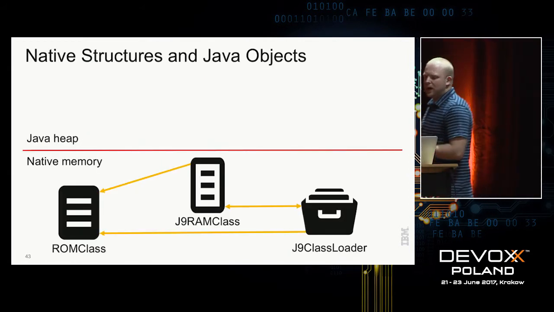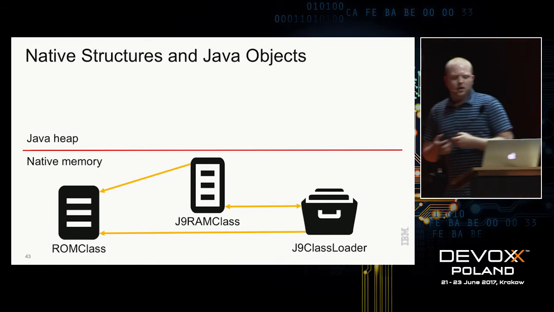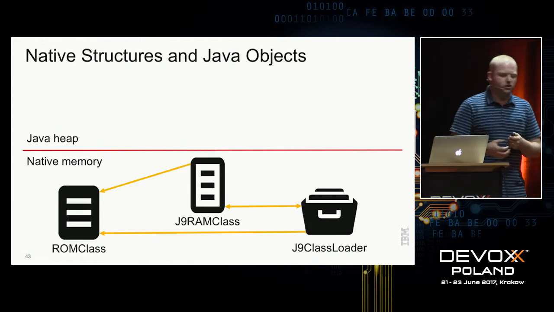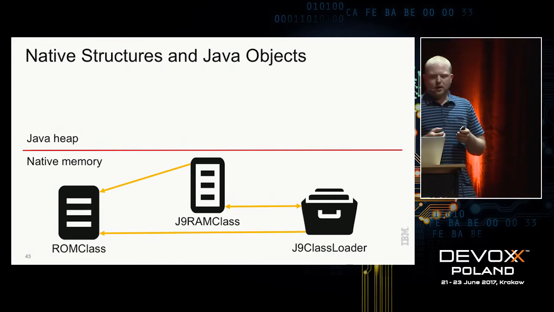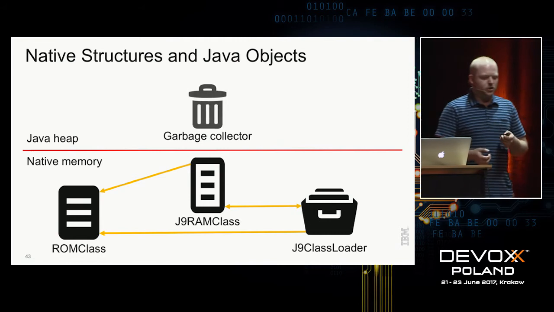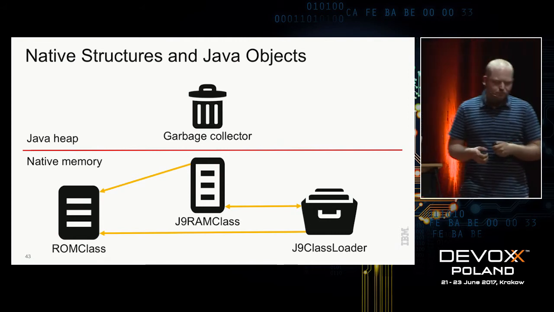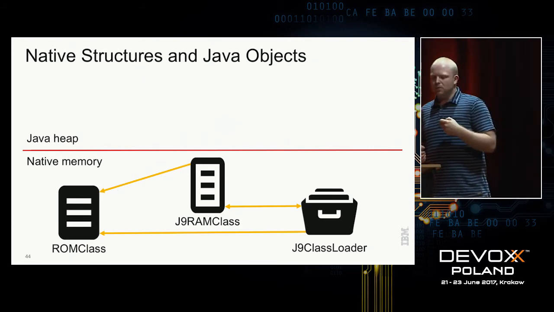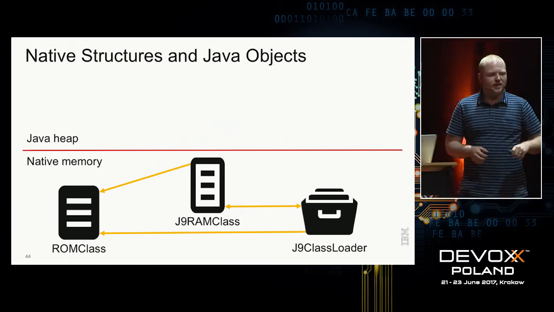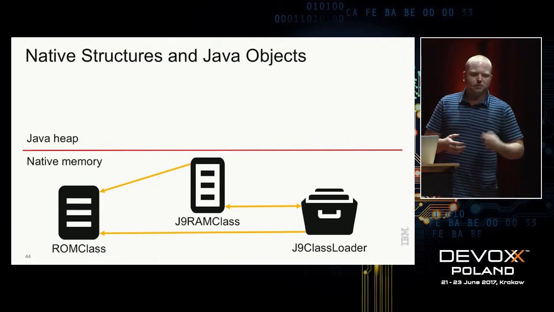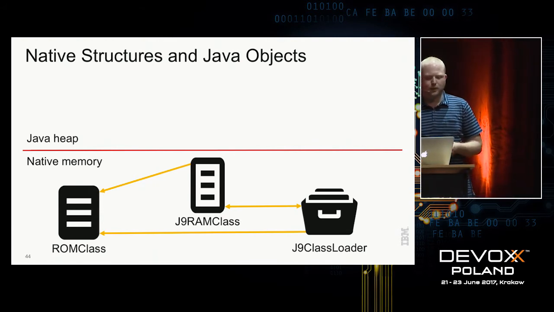So far I've been talking about ROM classes and RAM classes, and those are loaded by the J9 class loader, and all these structures are placed in native memory, as opposed to the heap, which is where the garbage collector lives, or what the garbage collector controls, I mean. So by keeping these structures off the Java heap, it means that the garbage collector will not affect them, so we can easily access them and modify them without worrying about them moving around.